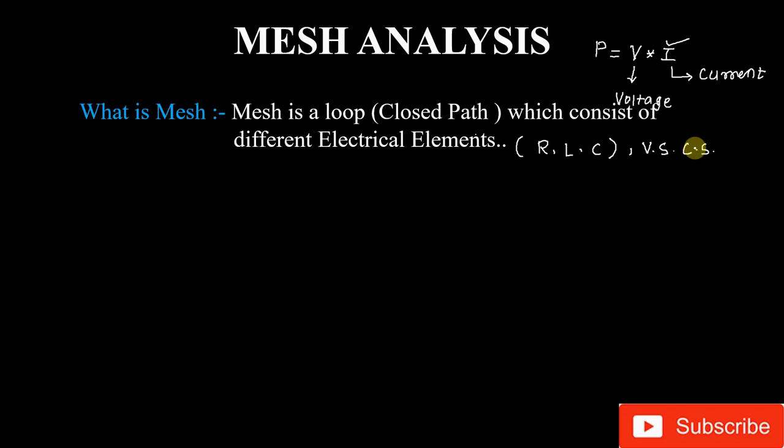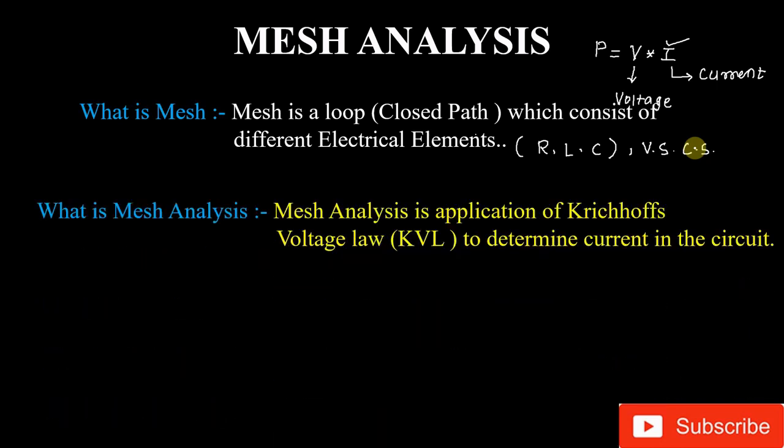So if I want to define it, a mesh is nothing but a loop or a closed path in an electrical network. Now the second point to discuss is what is meant by mesh analysis. Mesh analysis is basically the application of Kirchhoff's voltage law, called KVL, which is used to determine the current in the circuit. As I discussed when I told you about power, our aim is to find the current by using mesh analysis. This is the basic function of mesh analysis.